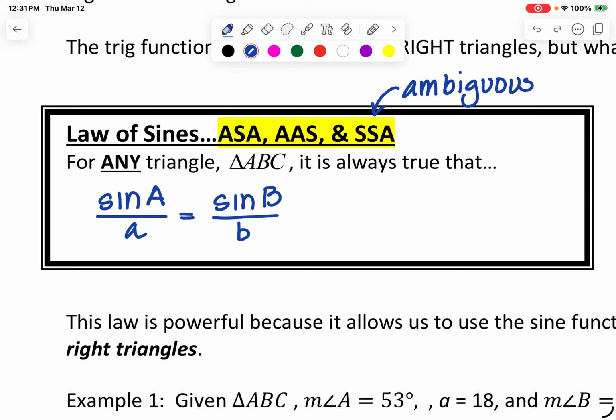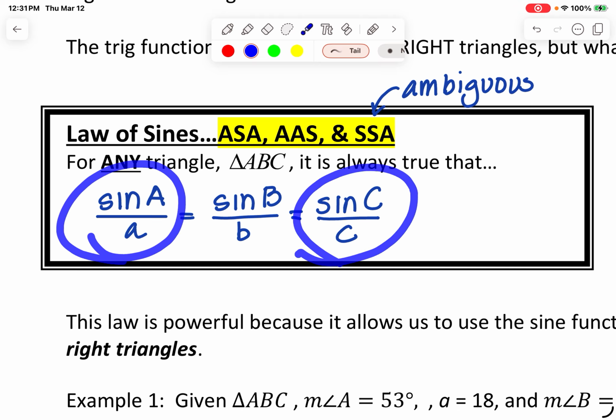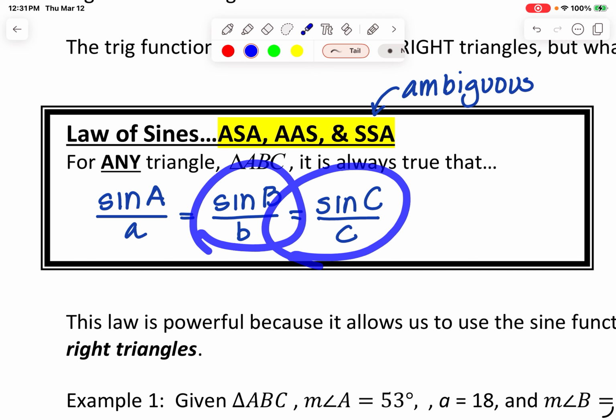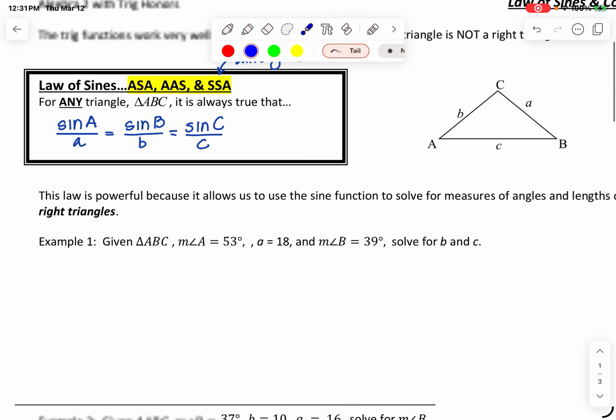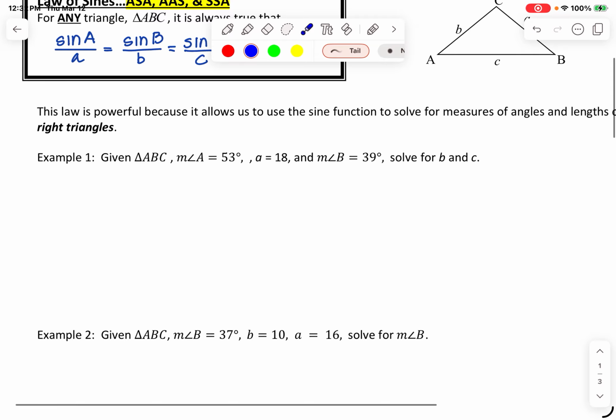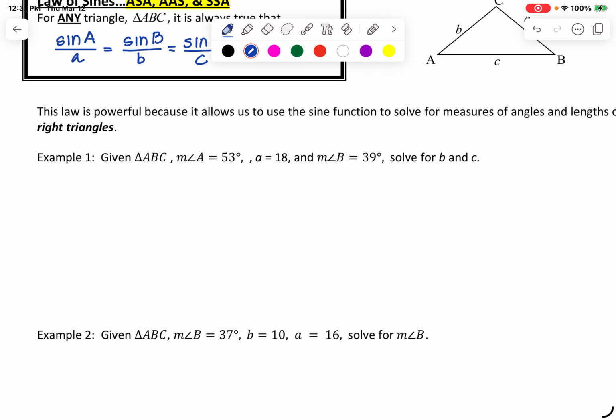It doesn't have to be angle A and side A or angle B and side B. It could also be angle C and side C. So it's any two of these. So you're either setting this equal to this, or the last two equal to each other. It's not three ratios set equal to each other. It's just two making a proportion. Okay, that was enough explanation on that. So this law is powerful because it allows us to use the sine function to solve for measures of angles and lengths in non-right triangles, also referred to as oblique triangles.